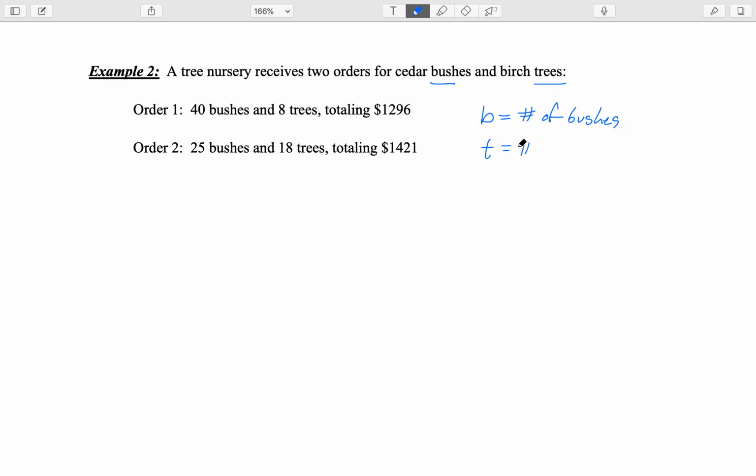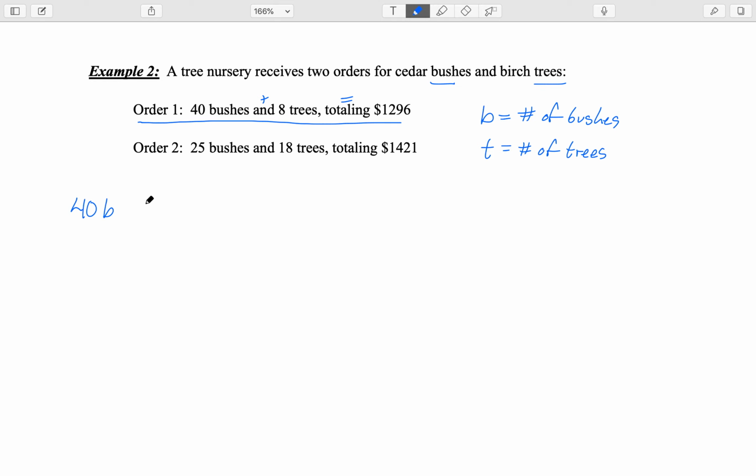T is the number of trees. So I need 2 variables, done. I need 2 equations. So this is one equation right here. It says 40 bushes and 8 trees totaling, so that means it's equal to, the total is 1296. So there's my equation.